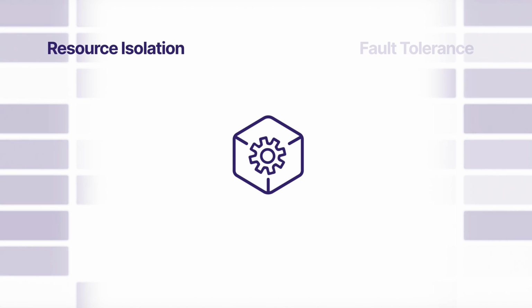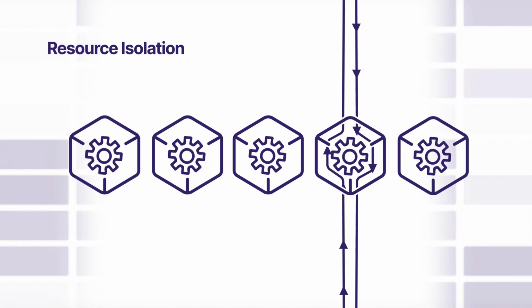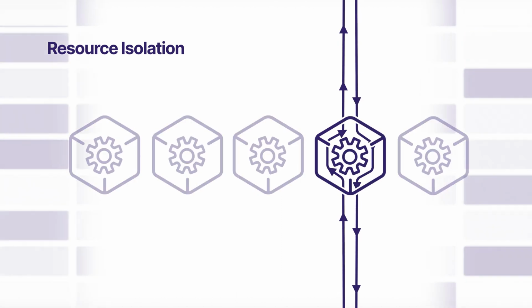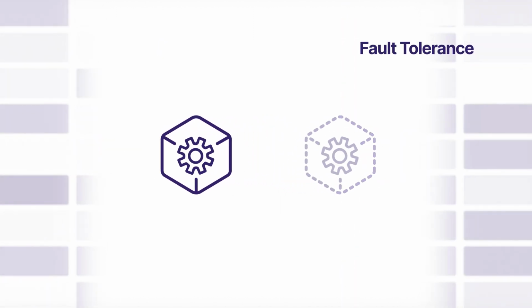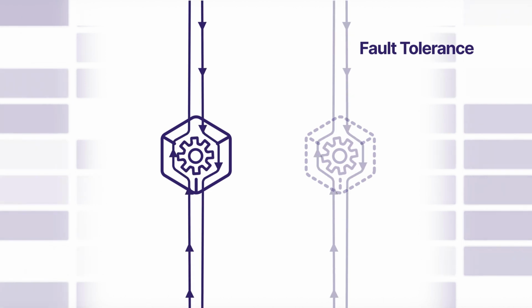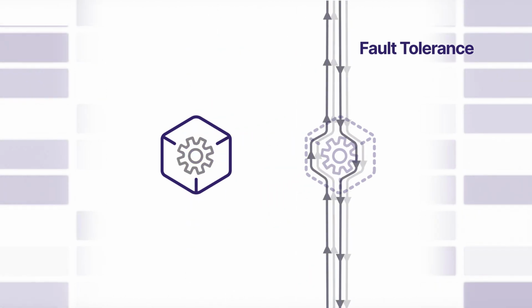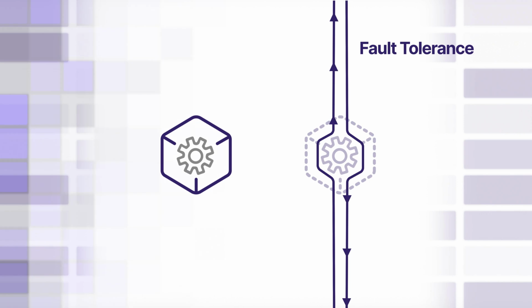Clusters provide 2 important properties. The first is resource isolation. Workloads on one cluster don't interfere with workloads on another. The second is fault tolerance. Thanks to cluster replication, clusters can continue maintaining data flows and serving queries even when some of their replicas fail.